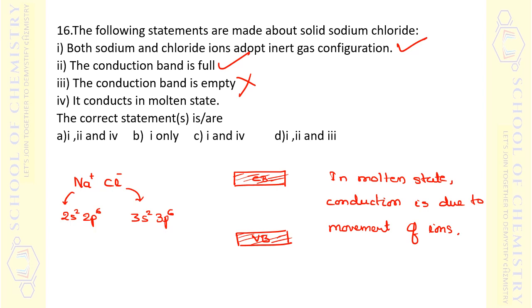Last one, it conducts in molten state. In solid state it is an insulator, but yes, it conducts electricity in molten state. So in molten state ions are formed, Na plus and Cl minus. Those ions move between the electrodes, and that can give electrical conductivity to molten sodium chloride. Therefore this statement is also correct.